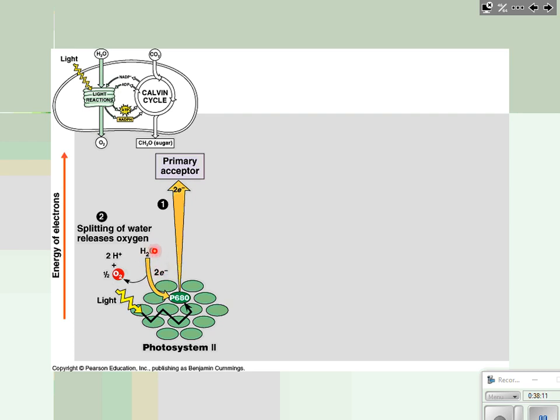So splitting water, which is called photolysis, produces 2 hydrogen ions, oxygen, and it also releases 2 electrons. And those 2 electrons replace the 2 that were just lost from photosystem 2. Remember, when light hit the photosystem, it excited 2 electrons. They had so much energy that they leapt out of the chlorophyll and they moved over to this protein called the primary electron acceptor. Now, where do those 2 high energy electrons go next?